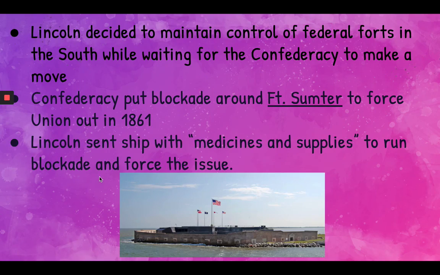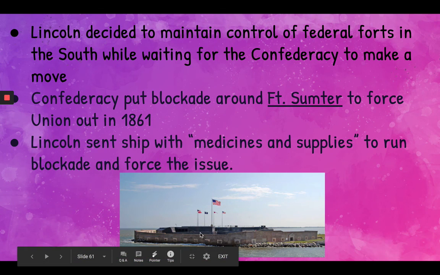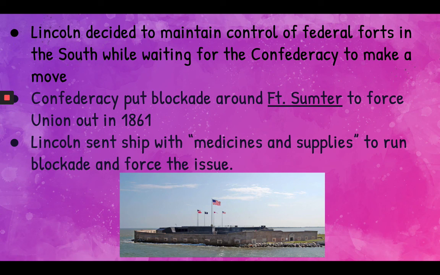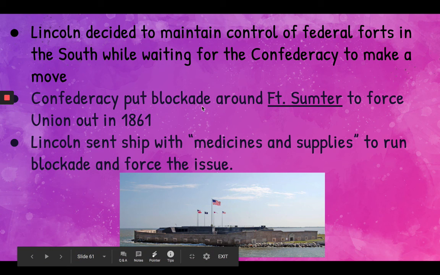Lincoln decided to maintain control. How the physical fighting of the Civil War began: Lincoln decided to maintain control of federal forts in the South while waiting for the Confederacy to make a move. Fort Sumter was a U.S. federal fort. So when South Carolina seceded, it was still controlled by the U.S. government. So the Confederacy put a naval blockade around Fort Sumter to force the Union out. It is an island, so eventually they'd run out of food and supplies.